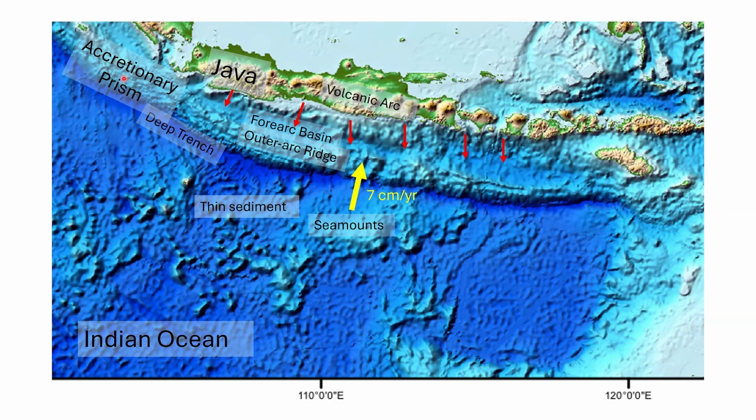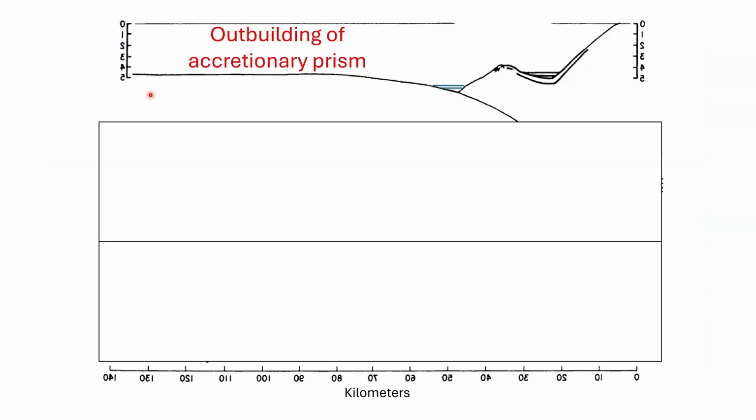The region of this big outer arc ridge that starts out well below sea level here eventually comes up above sea level in places like Nias Island and the Andaman Islands. It is formed, as I said, of accreted material that came off of the descending oceanic plate. Let's quickly talk about that particular process. How do we outbuild or upbuild that accretionary prism? So we have the Indian Ocean plate being subducted underneath Java.